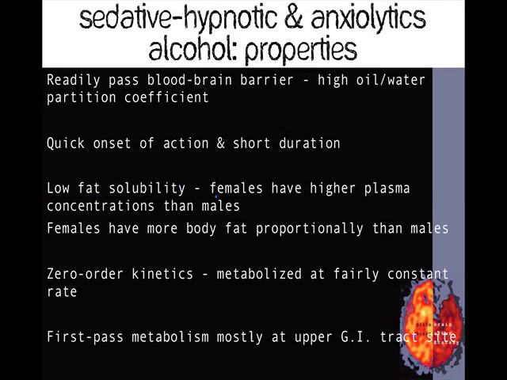This means that due to the low fat solubility, females have a higher plasma concentration than males, because females have proportionally more body fat than males. In addition, the onset of action is quick and the duration is rather short, and it is metabolized at a fairly constant rate, zero-order kinetics, and the first pass of metabolism mostly occurs at the upper GI tract.